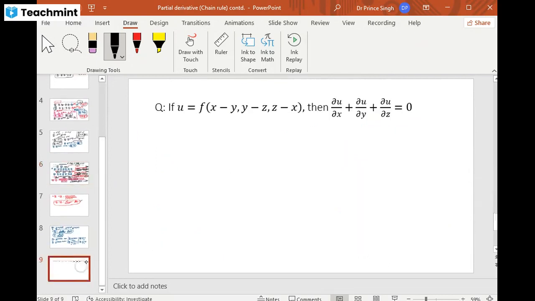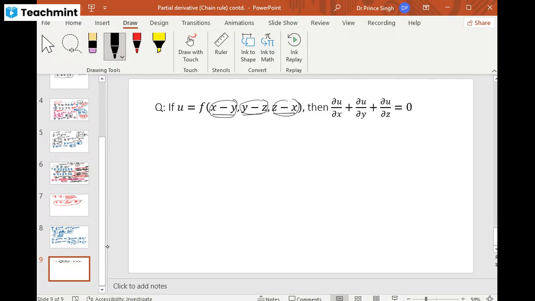Okay, now let us move to another problem. This is again a very important problem. If you just look at the problem here, we are given that u is a function of x, y, z, and we need the derivative of u with respect to x, with respect to y, and with respect to z. So basically, u depends upon three variables, where each of these variables depends upon two variables.